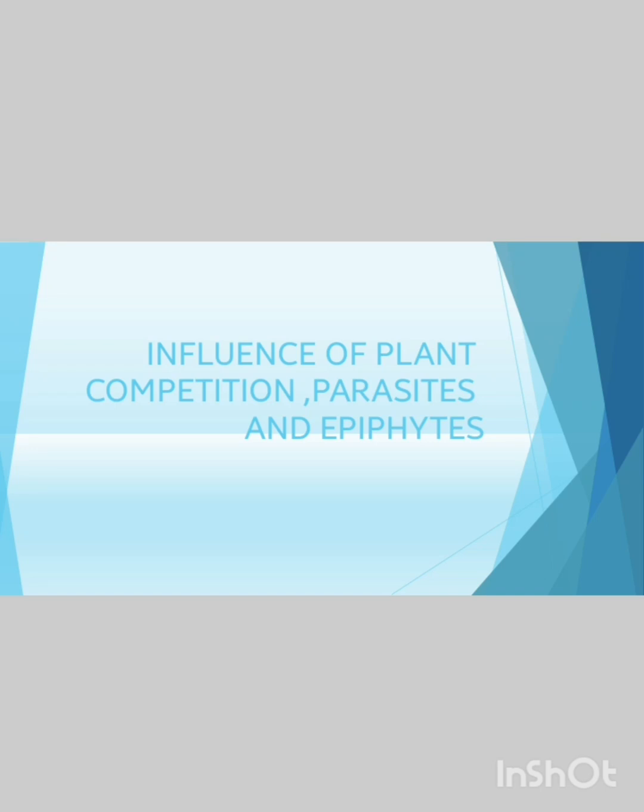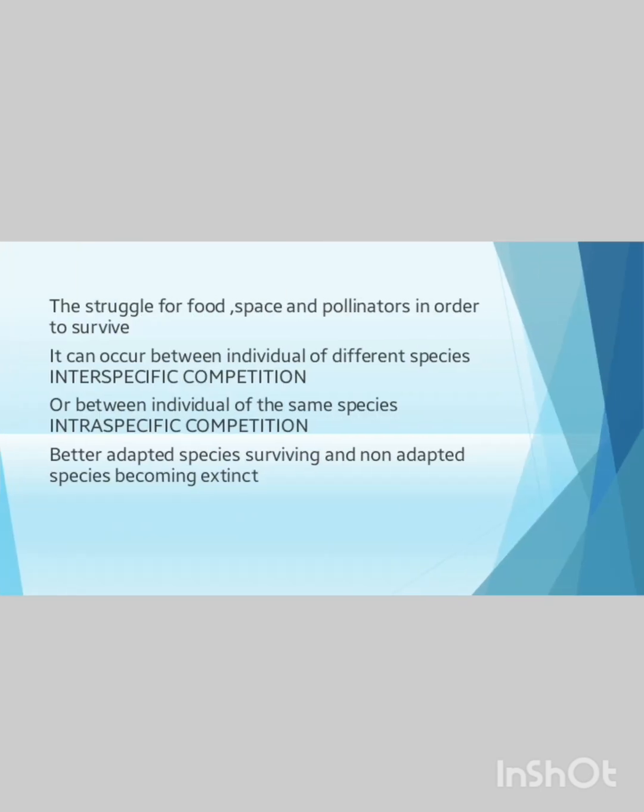The topic is the influence of plant competition, parasites and epiphytes. Firstly, the struggle for food, space and pollinators in order to survive can occur between individuals of different species, known as interspecific competition, or between individuals of the same species, named intraspecific competition. Better adapted species survive and non-adapted species become extinct.